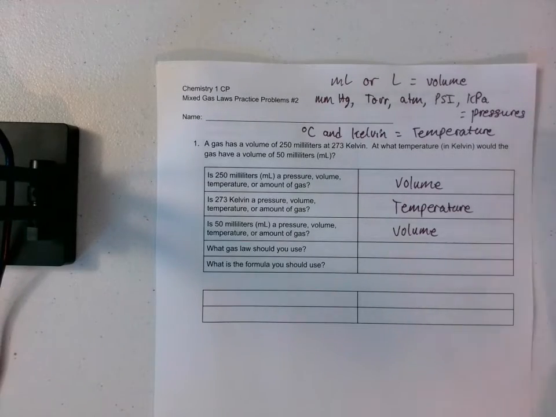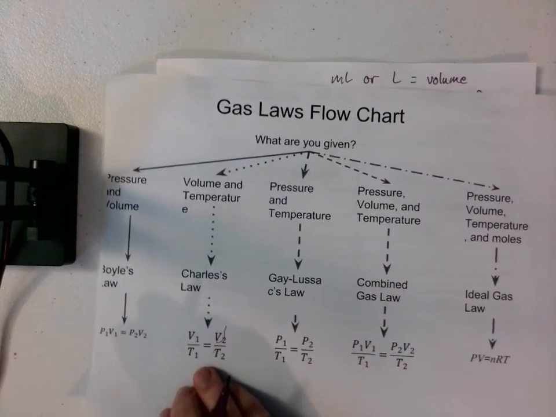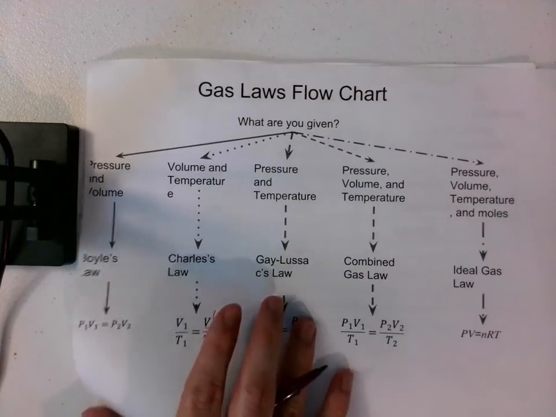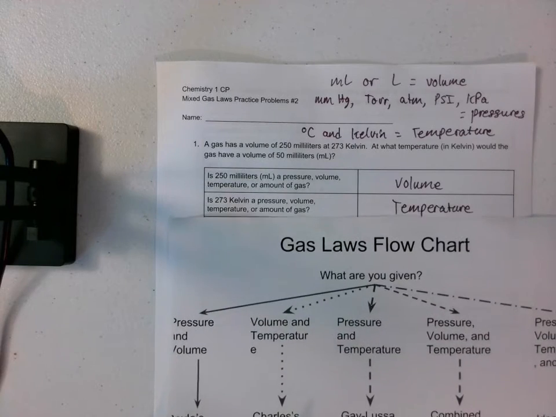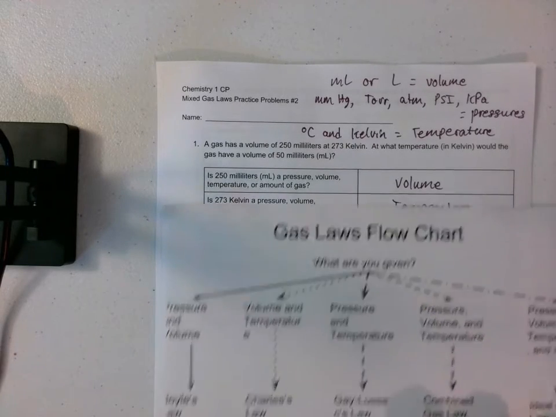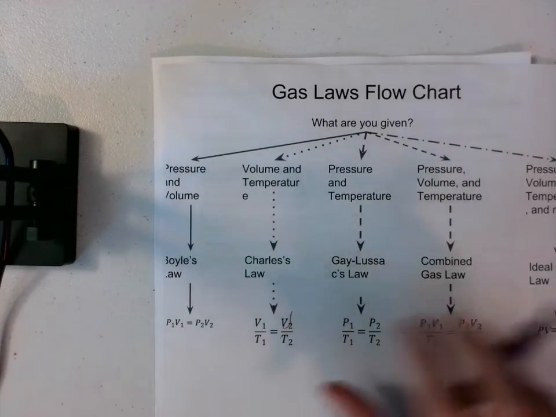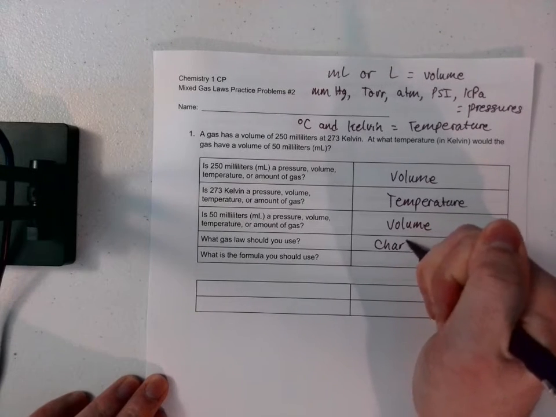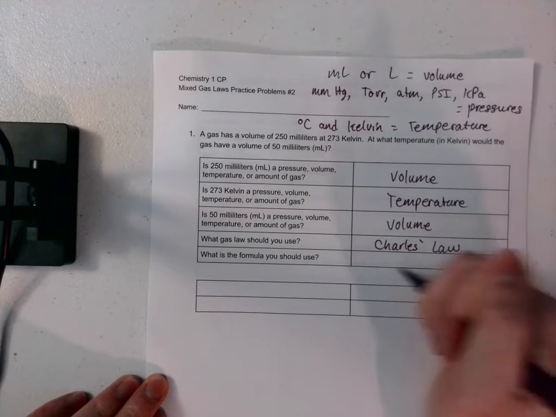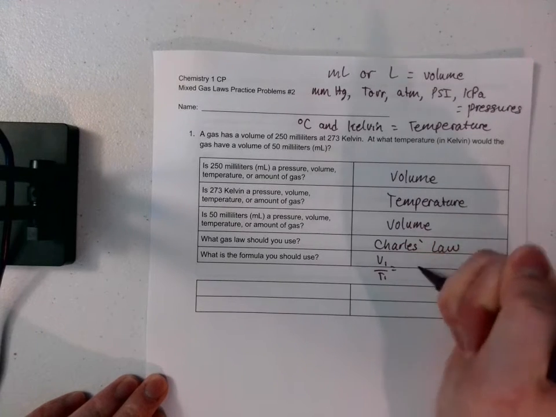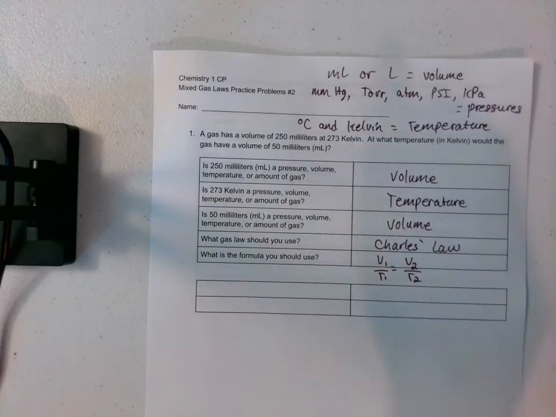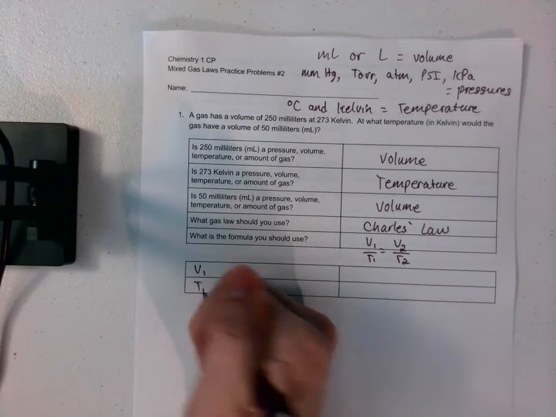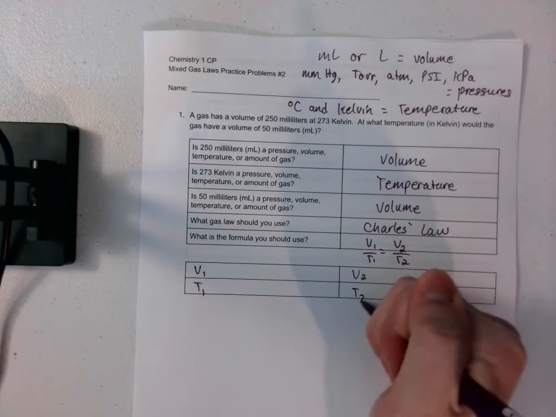Now you can get out this flow chart, and I posted this yesterday on Classroom in case you're missing it. You just told me that it was volume and temperature. So volume and temperature is this second one here. It's going to be Charles's law, and we're going to use V1 over T1 equals V2 over T2. So I'm going to write in Charles's law, and the formula is V1 over T1 equals V2 over T2, just like that. Now in these blanks I'm going to fill in V1, T1, V2, and then T2.